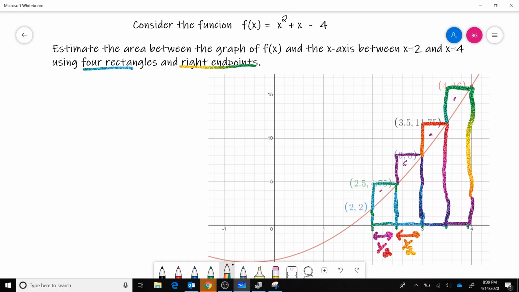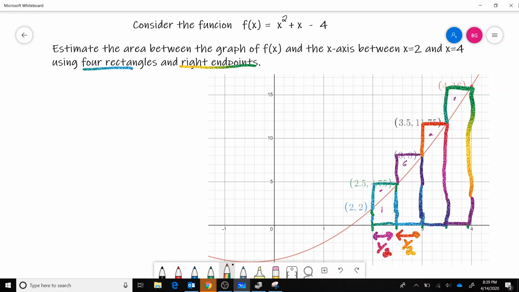So the true answer is going to be somewhere between these two answers. And when we actually get a little further, we'll figure out how to do that correctly too. All right, so let's continue here. I'm trying to find the area between f of x and the x-axis between 2 and 4 using 4 rectangles and the right endpoints. Well, I just need to find the area of these 4 rectangles and sum them up.